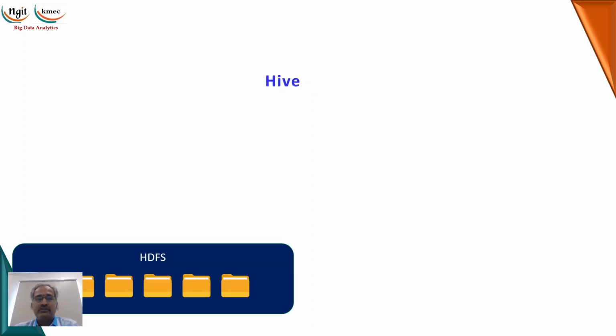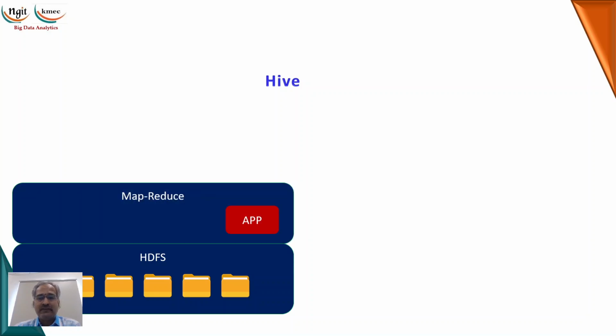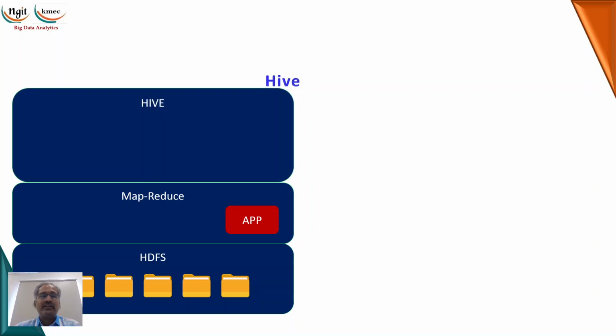Now, how does Hive actually work? This is the architecture, and it is important. In Hive, we have the HDFS at the bottom, on top of the HDFS there is the MapReduce concept, and on top of that there is Hive. We will generally install Hive on one of the machines in the cluster, so that Hive can access the HDFS and MapReduce easily.